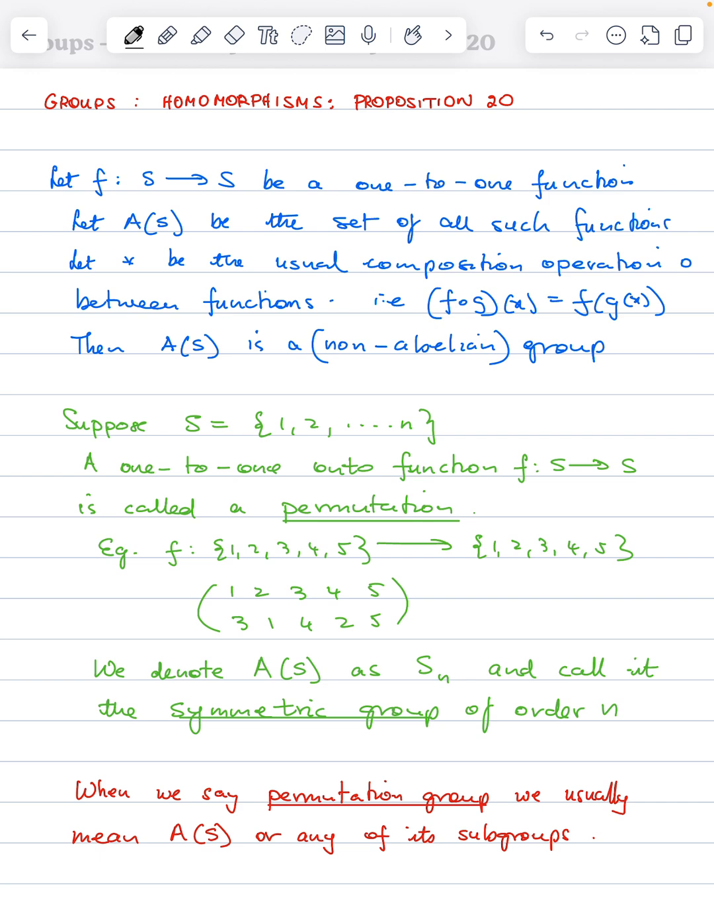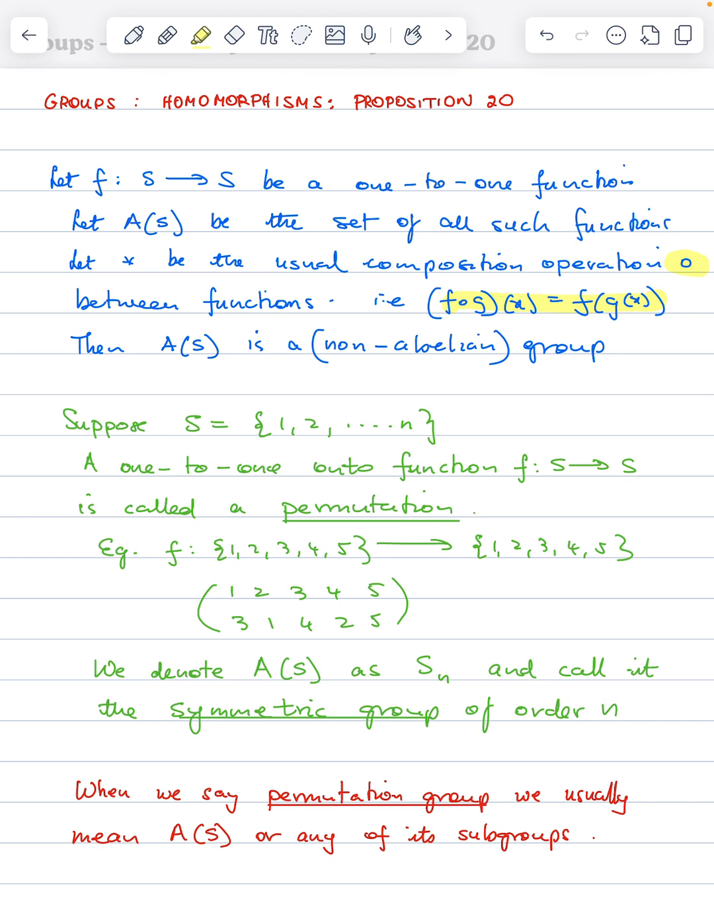Let f from S to S be a one-to-one function. Let A of S be the set of all such functions, one-to-one functions, and let star be the usual composition operation, the little circle between functions, that is, f of g of x is f of g of x. Then A of S is a group, and it is a non-abelian group because we know that f of g is not the same as g of f.